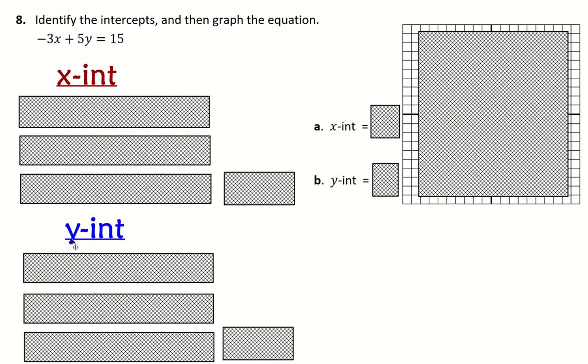As far as number 8, man, this is covering a wide array of algebra concepts. This is a big exam, chapter 2, covering a lot of different algebra concepts. Like here, number 8, they want you to identify the intercepts. I'll start with the y-intercept.